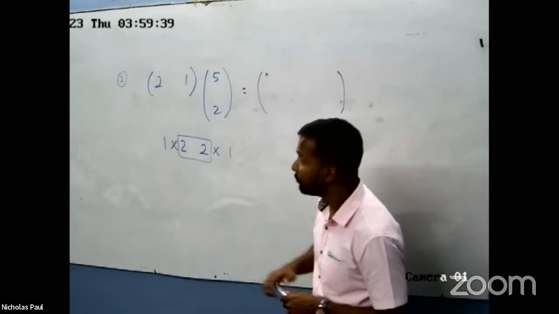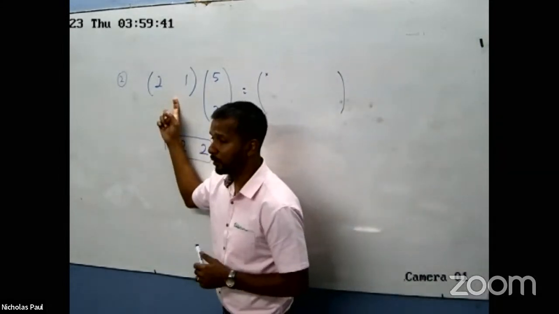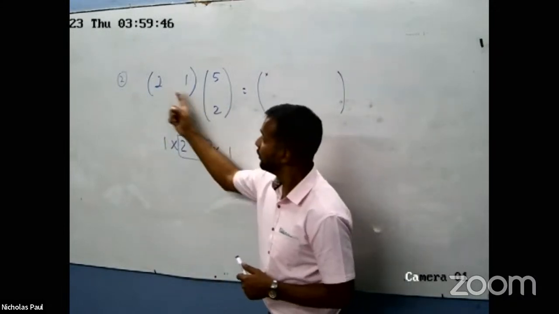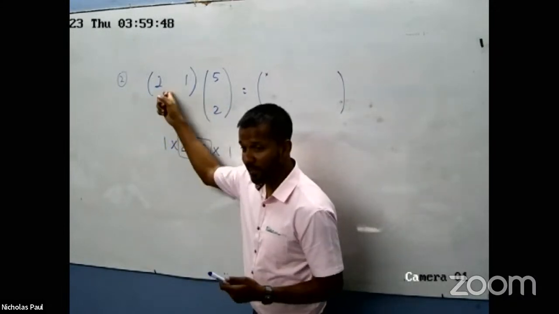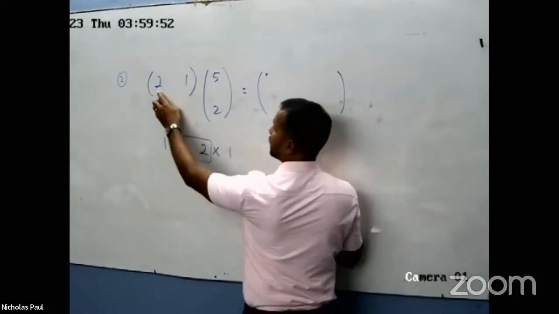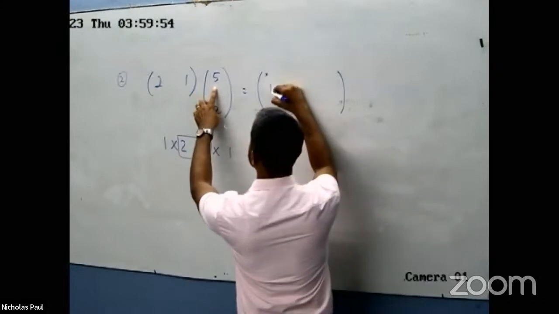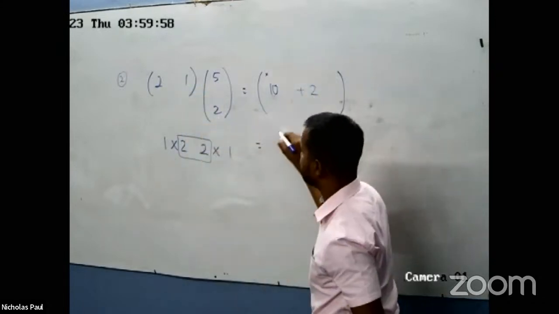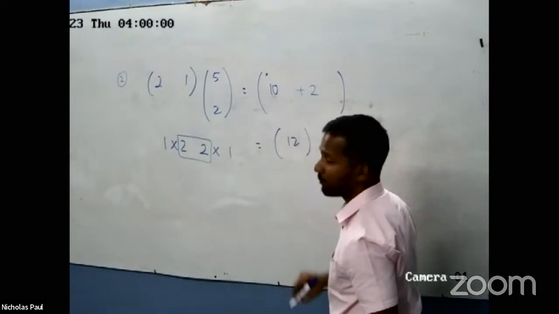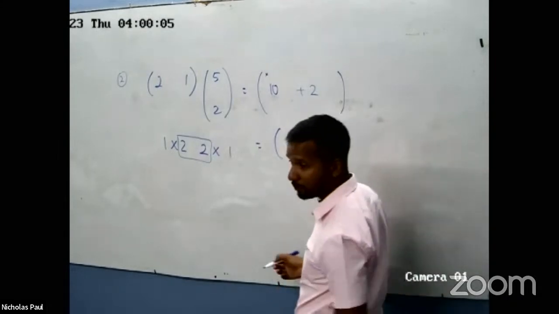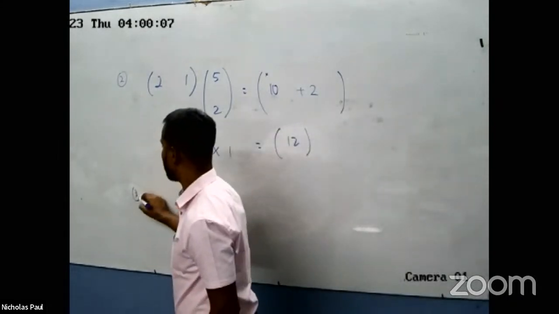All right? How many rows do we have here? How many columns do we have here? So therefore, there's only 1 of this by 1 of this. So what you'll get? 2 by 5 plus. So the answer is 12. Easy, right? That's the easiest one. Try one more.